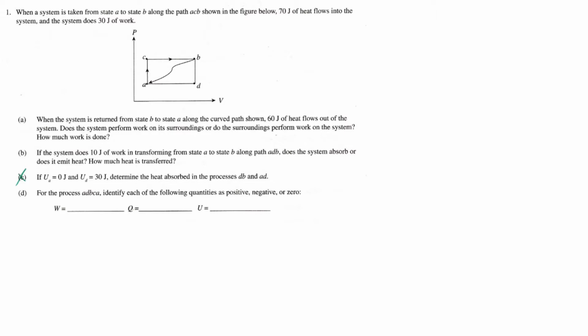So we're going A to C to B. Okay, so Q is equal to 70. This is why I'm writing this. And W is equal to 30. Awesome. Okay, so now we're looking at question A.